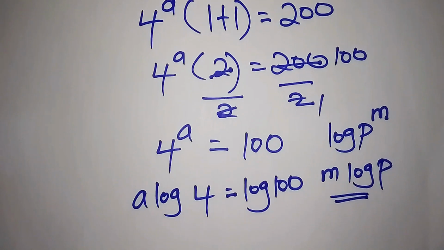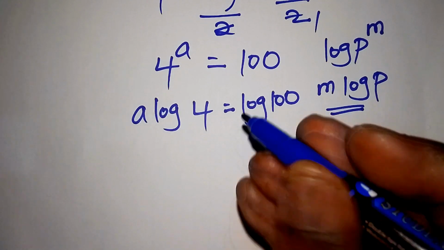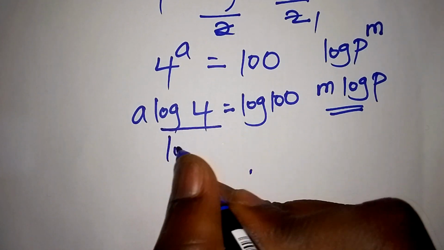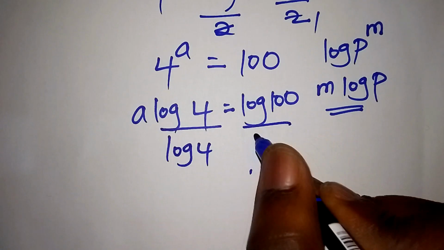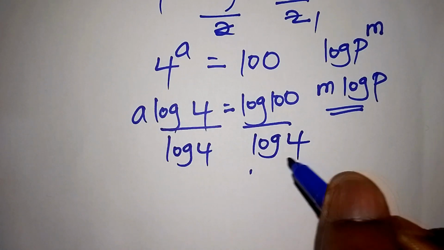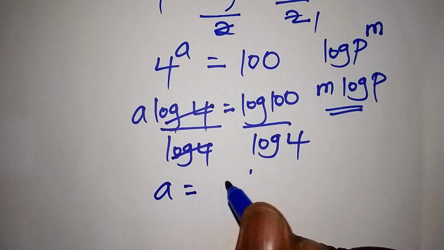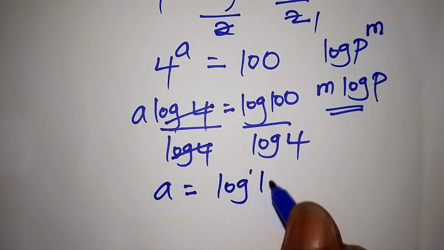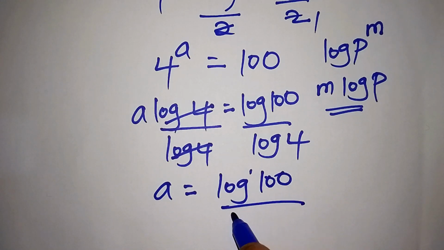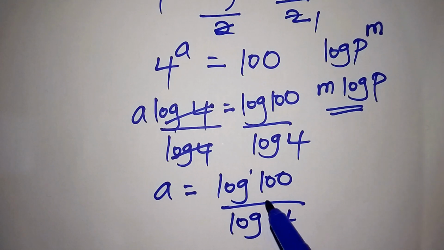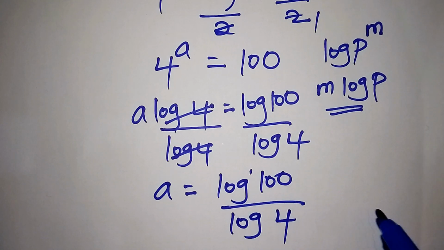So here we shall divide both sides by the log of 4. Then the log of 4 by the log of 4 shall cancel. So now a is equal to the log of 100 all over the log of 4. What is now left for us is to simplify log 100 all over the log of 4.